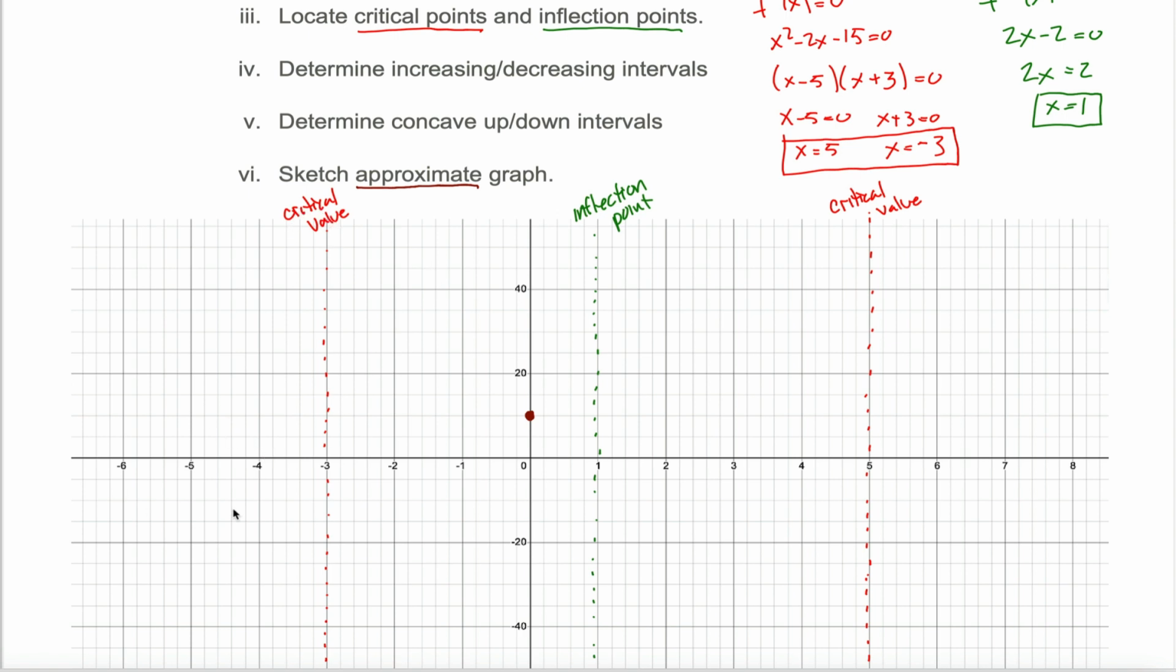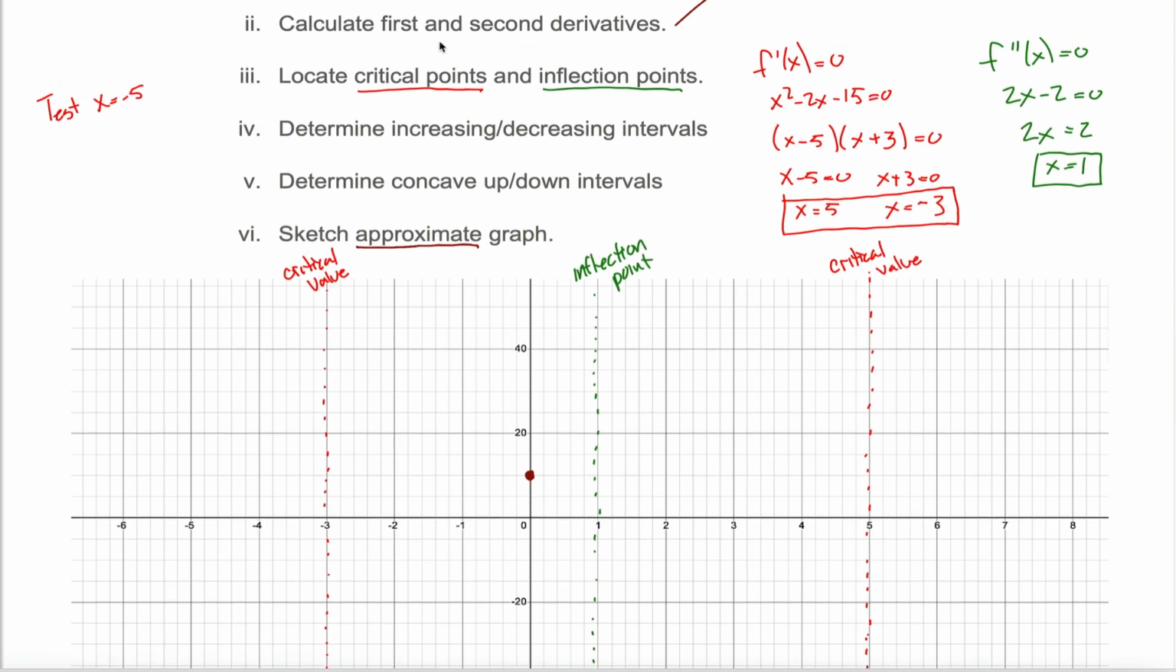So what I can do is pick any number I want. It doesn't matter which one, any x value that's less than -3. I don't know, -5, for example, maybe. And I'm going to test x equals -5. What do I mean by test x equals -5? I mean put it into my first derivative.